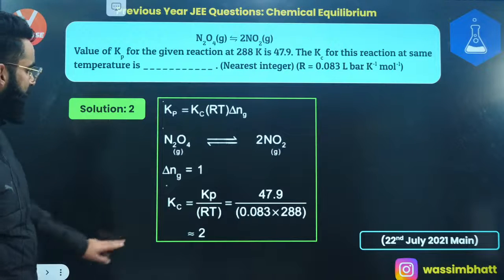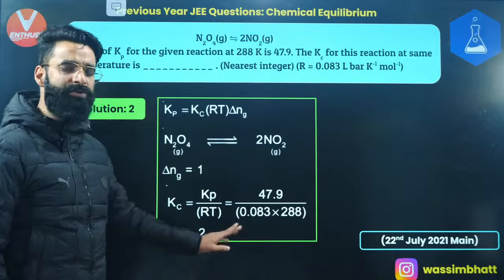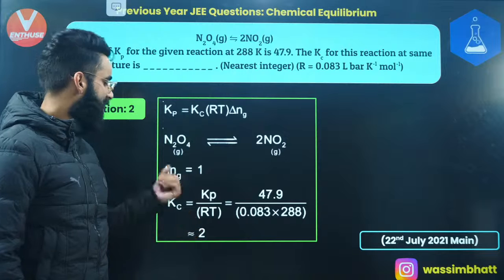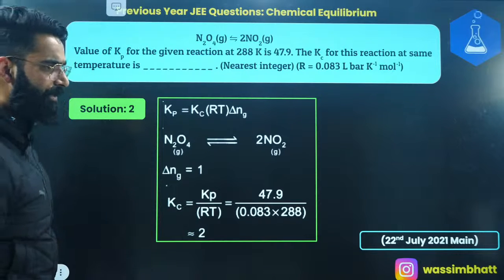Perfect. So finally, you are getting the Kc value exactly equal to 2, right? 2.00 something you'll be getting, right? So you were supposed to write the answer closest to the nearest integer. So it's absolutely going to be 2. Yeah?